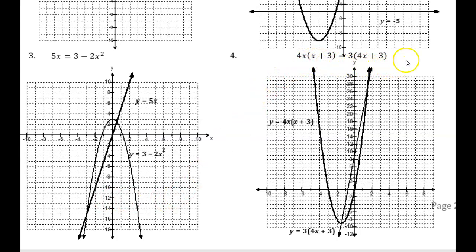And here, with number 4, we have two quadratics equal to each other. Now remember, this is still a quadratic, 4x times x plus 3, because if you multiply it out, you'll have 4x squared plus 12x. You still get your x squared term. And sorry, this one's not a quadratic, it's linear. It gives you a straight line. And again, graphing both, you're looking for where they intersect. But we'll do both of those in a moment on the graphing calculator.